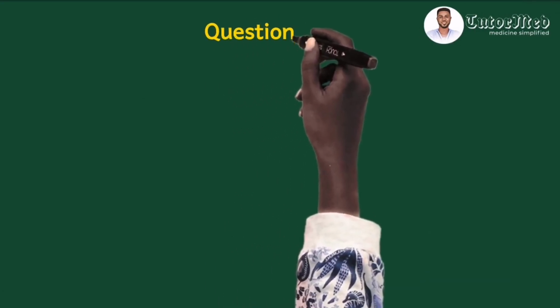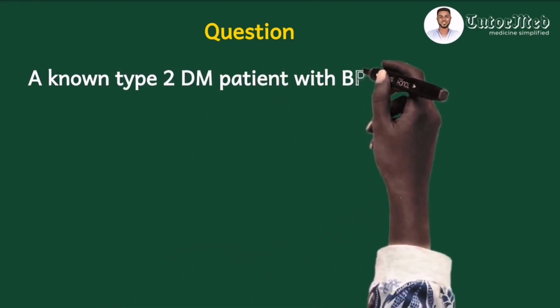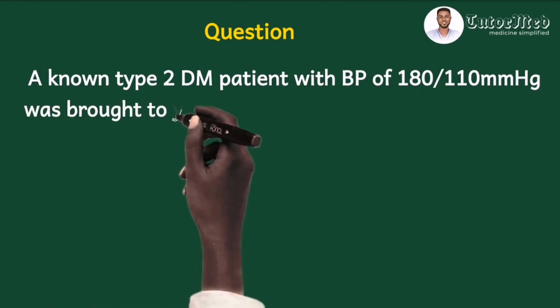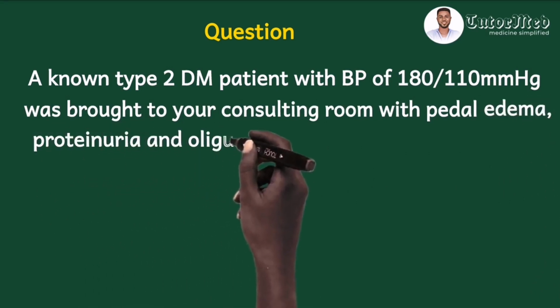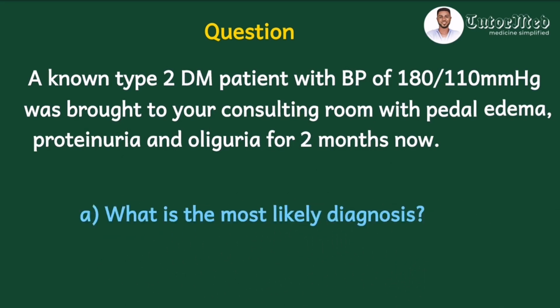Very good. And so let's look at our clinical case. We have a known type 2 DM patient with a BP of 180 over 110 millimeters of mercury who was brought to your consulting room with pedal edema, proteinuria, and oliguria for 2 months. The first question is, what is the most likely diagnosis? Let me give you some time to think through this case.